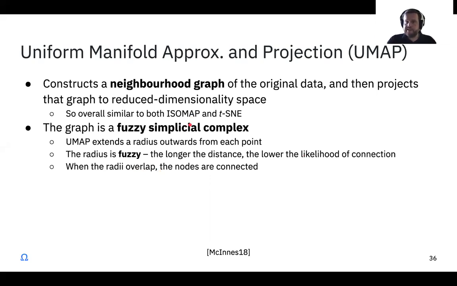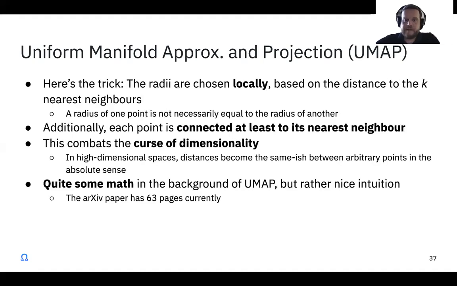So far, it's very similar to what we have done with SNE and TSNE. But the trick here is that the radii are chosen locally based on the distance to the k nearest neighbors. So a point that is far away from everything else will have a different radius than a point that is next to many points. So we have a local choice of radius, in contrast to SNE, where we had the same kind of probability for each and every point. That's the key difference.